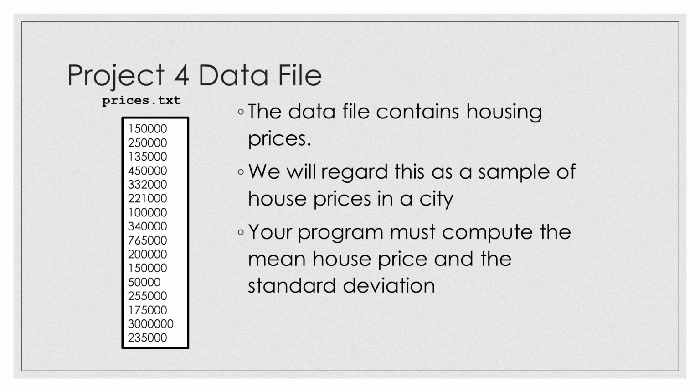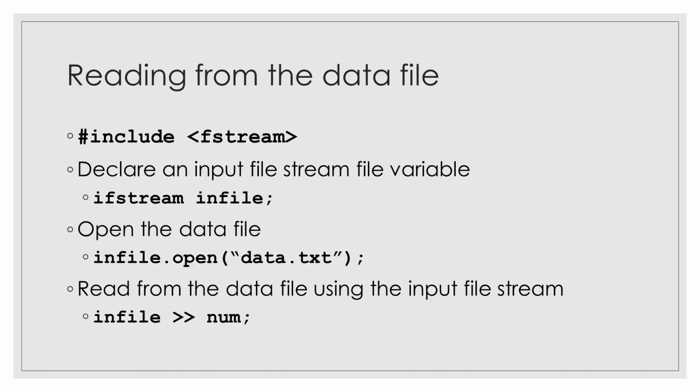Now, how to read from the data file. The first thing we should do is make sure we've included the fstream header file at the top. You'll see the include on the next block of code that comes up. And then create an input file stream variable. inFile is the variable here. And then we can go ahead and read from it once we've opened it up.